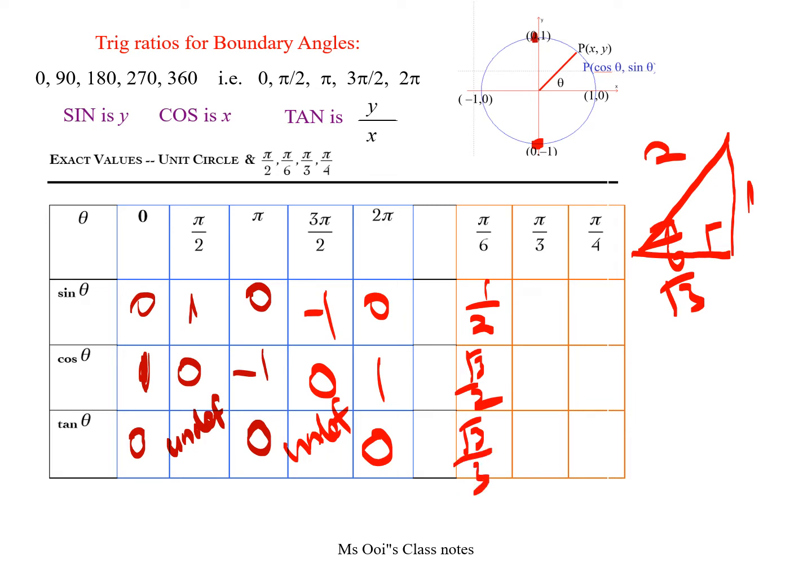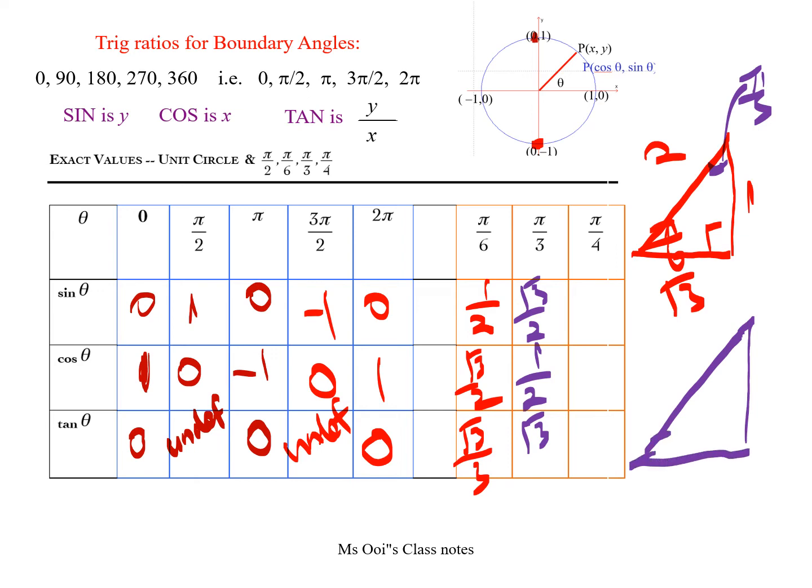Okay, now that's pi over 3. So sine is opposite over hypotenuse, cos is adjacent over hypotenuse. So cos pi over 3 is 1 over 2. Tangent pi over 3, which is opposite over adjacent, is root 3 over 1, which gives you root 3. And pi over 4 is, remember, the isosceles triangle, so therefore the sides are 1, 1, and root 2. So sine is 1 over root 2, which is root 2 over 2, and cos is root 2 over 2, the same as 1 over root 2. And then tangent pi over 4 is 1.